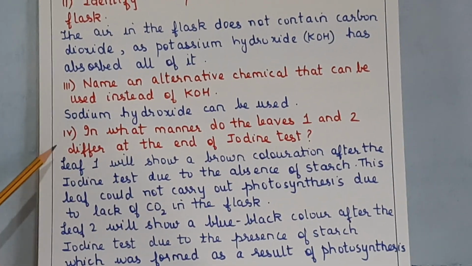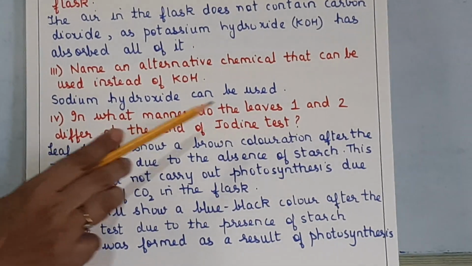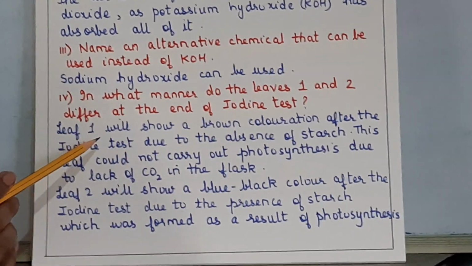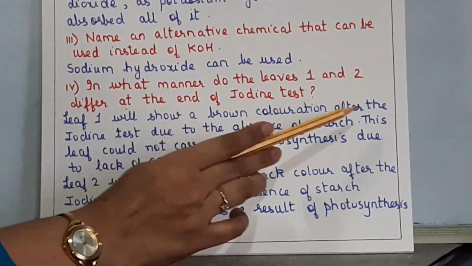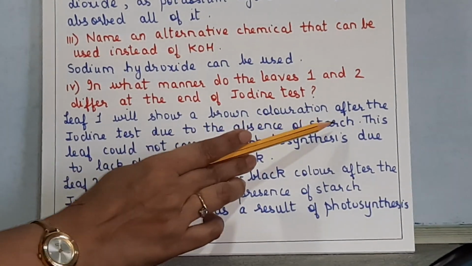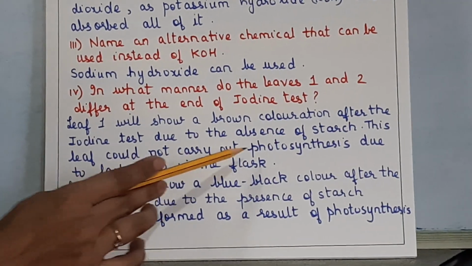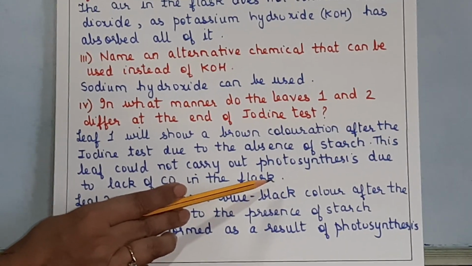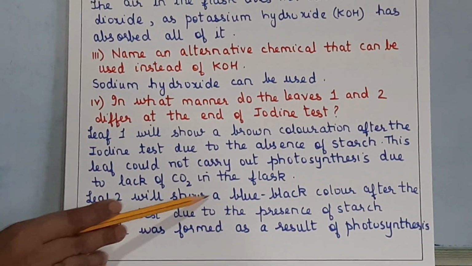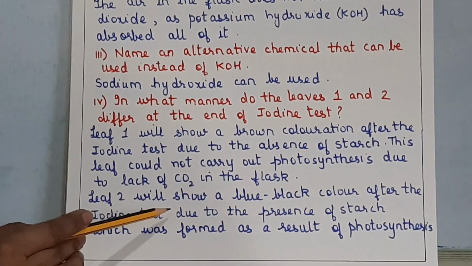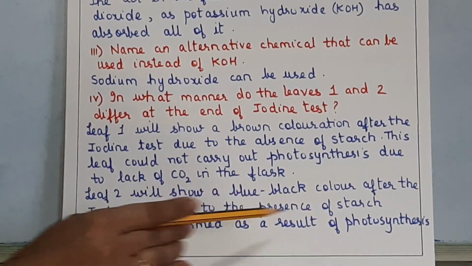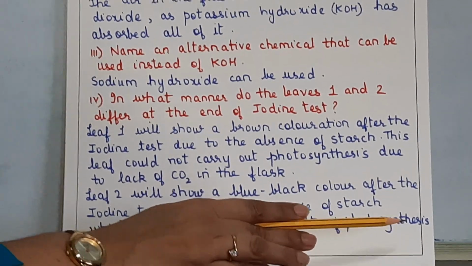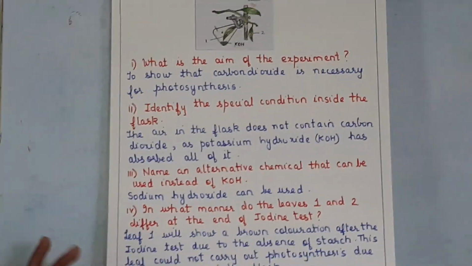We'll just have a look at the 4th question. In what manner do the leaves 1 and 2 differ at the end of the iodine test? So leaf 1 will show a brown coloration after the iodine test due to absence of starch. This leaf could not carry out photosynthesis due to lack of carbon dioxide in the flask. Okay, clear? And leaf 2 will show a blue black color after the iodine test due to presence of starch which was formed as a result of photosynthesis. Okay, clear? So these are the 3 important experiments on photosynthesis.